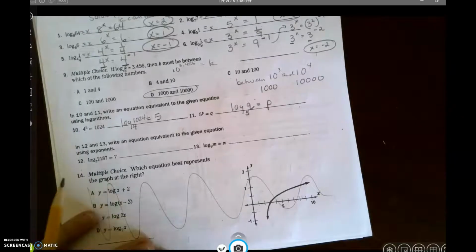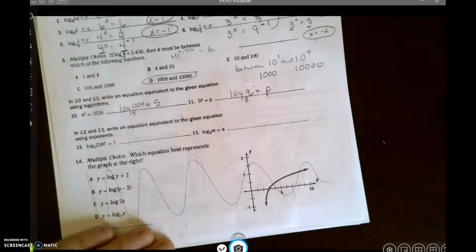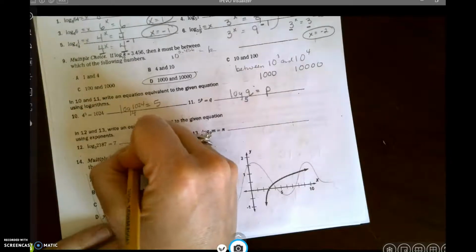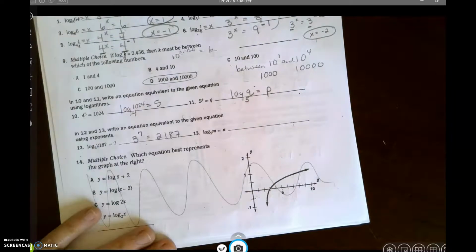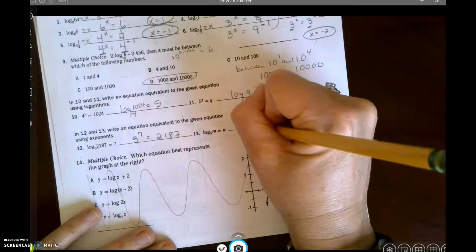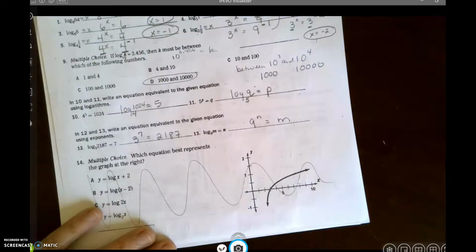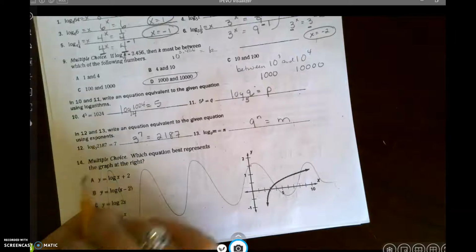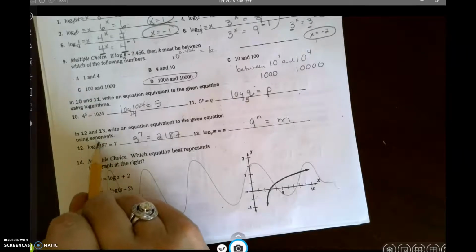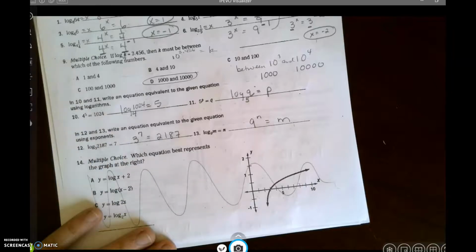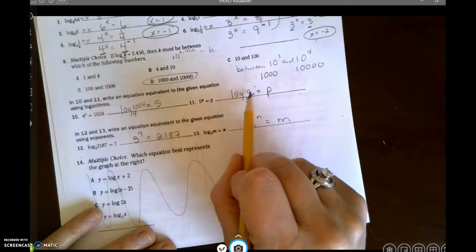Right, now in 12 and 13, they give us the logarithm and they ask us to write it exponentially. So 3 to the 7th equals 2,187. 9 to the n equals m. So remember, the answer to the logarithm is the exponent. This right here is the answer to the exponential equation, which is why the 1024 went here. It's why the q went here.